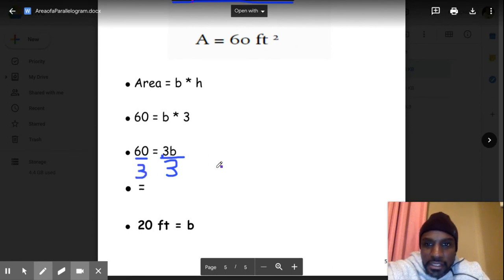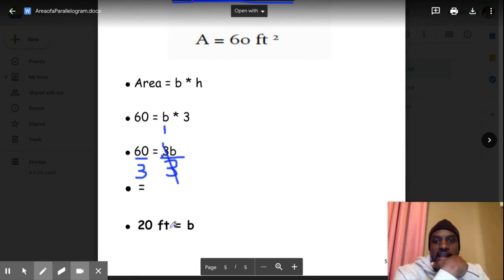Okay, so here we go. Divide by 3. So what is 3 divided by 3? That becomes just canceled out. That becomes what? 1. And 1 times b is nothing but b. Now, what is 60 divided by 3? That is 20. So that means the base of this parallelogram is 20.